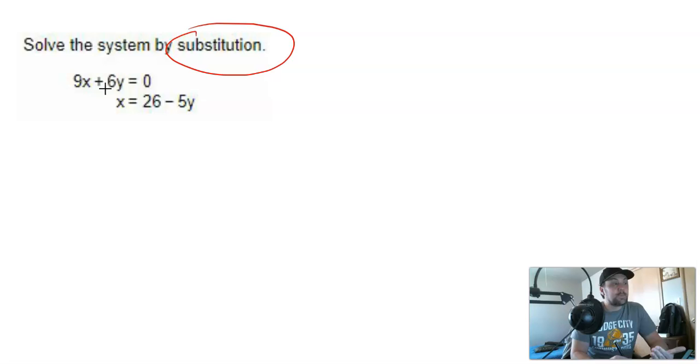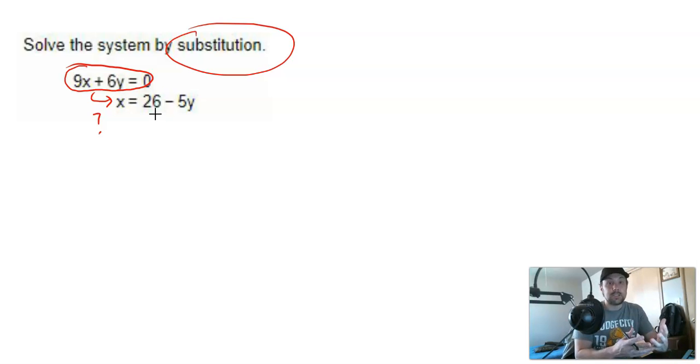So we want 9x plus 6y to equal 0, right? This equation knows that. That's all it knows. It is unaware that we also have another equation just below it with a different set of requirements. The bottom equation is telling us we want x to equal 26 minus 5y. So we are aware of both of these conditions, but the top equation is unaware of the bottom equation's condition. It doesn't know what the bottom equation wants. So we want to make it aware.